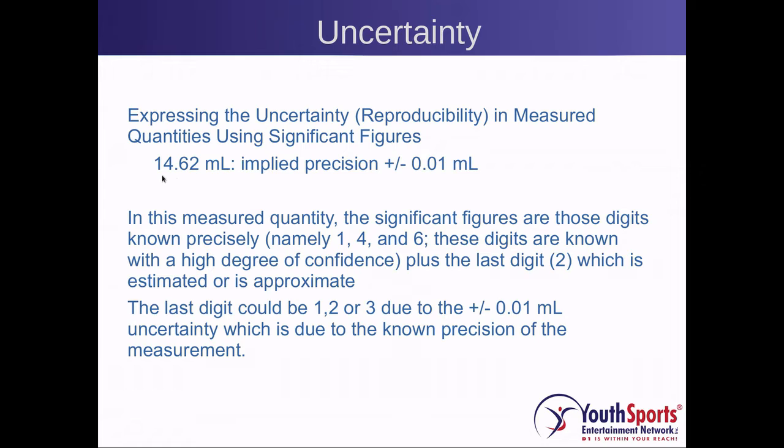So that means that 1, 4, and 6 we are sure of, so they're called significant figures. And the 2 we are not 100% sure of, so that's not called a significant figure. So in this kind of precision, we have 1, 4, 6 as 3 significant figures, and the 2, since we're not sure of it, is not considered a significant number.